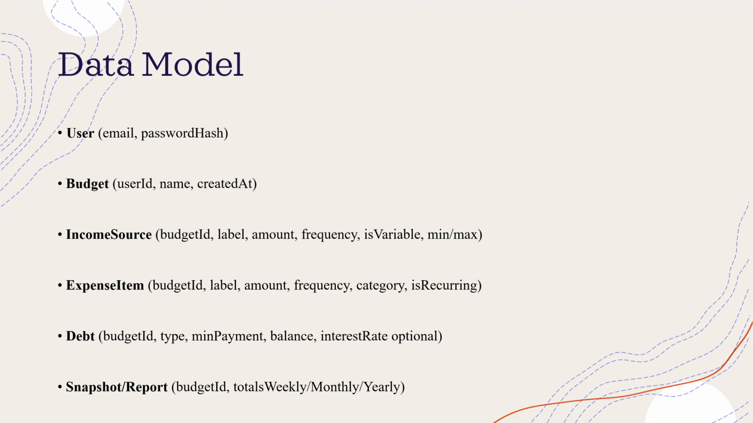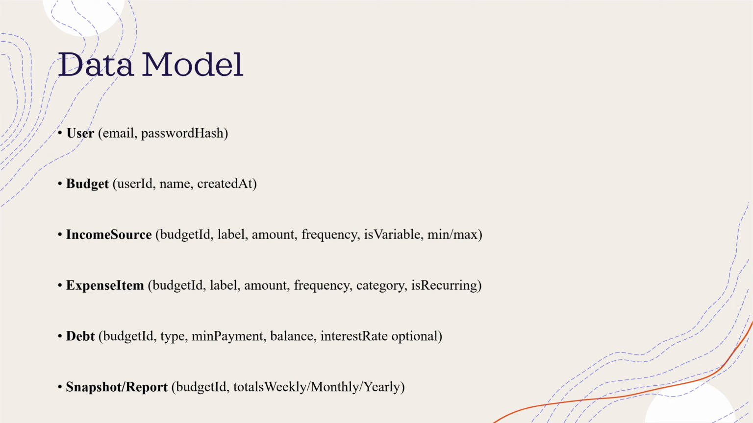To prove feasibility, the data model matches the features. A user owns budgets. Each budget has income sources, expenses, and debts. Income supports a variable mode using min-max. Expenses can be recurring or one-time. A snapshot or report object can store computed totals so the dashboard loads fast.